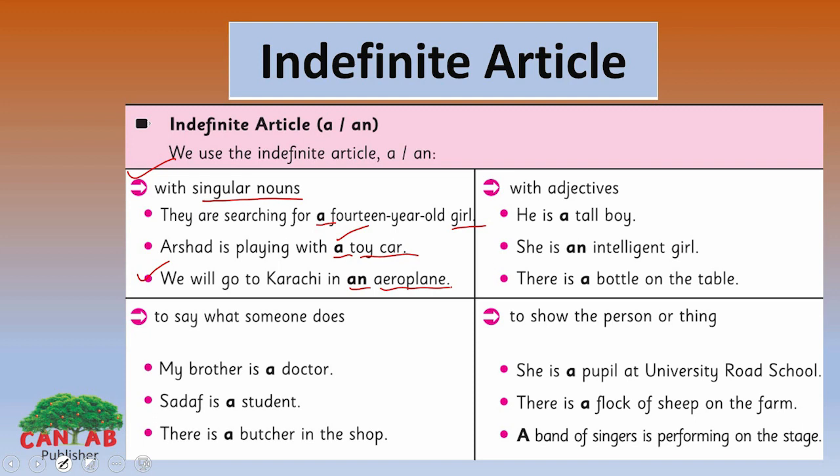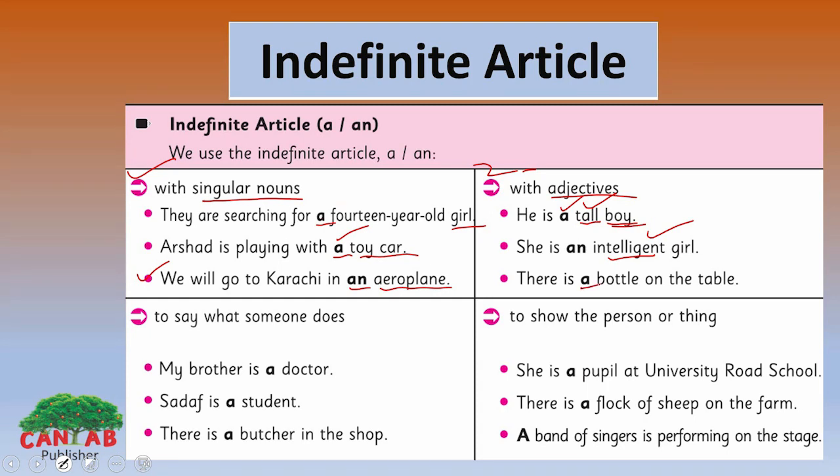Look at the second usage. With adjectives. We have learned adjectives in our previous lesson, that adjectives are those parts of speech which tell you more about a noun. Here the boy is the noun and the adjective is describing the boy. Tall is an adjective and we have added a before tall. Look at the second example. She is an intelligent girl. Here the adjective is intelligent. Look at the third. There is a bottle on the table.